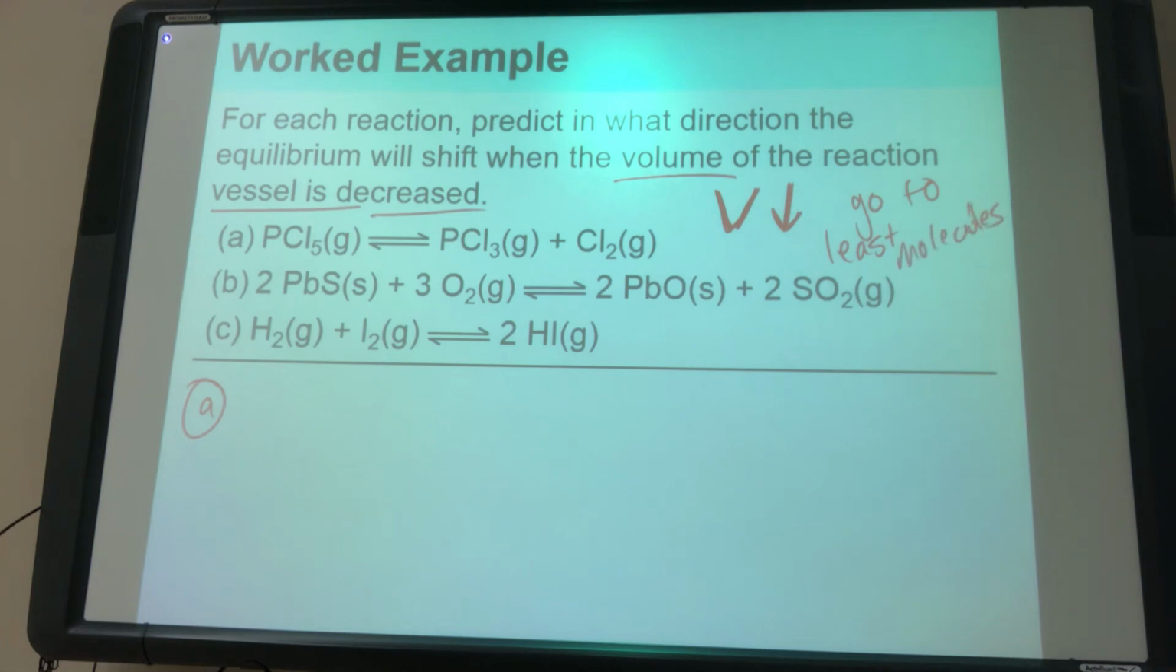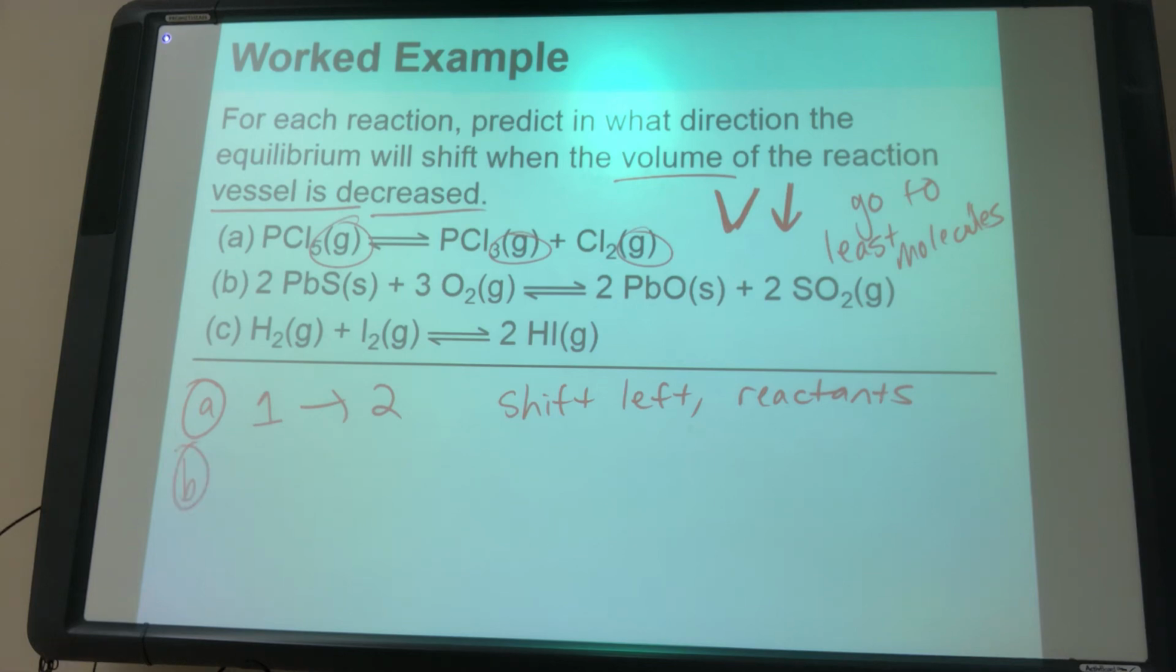All right, so let's look. A, how many molecules on the left? 1, because it's a gas, it counts. How many on the right? This is a gas, they both count. So 2. So which side has the least number of molecules? The left side. So it's going to shift left, or to reactants.